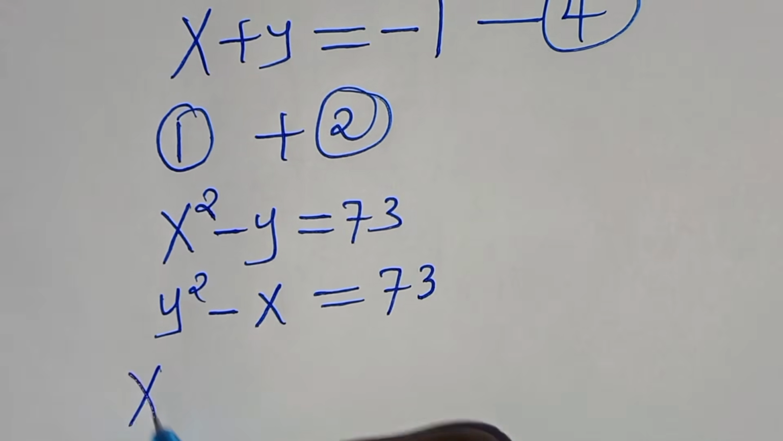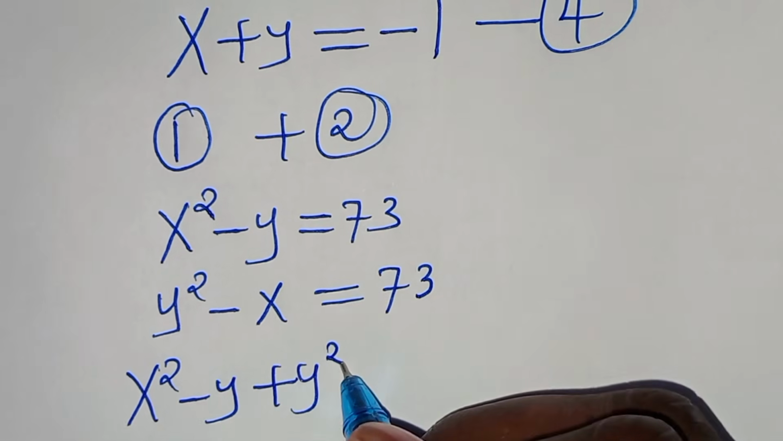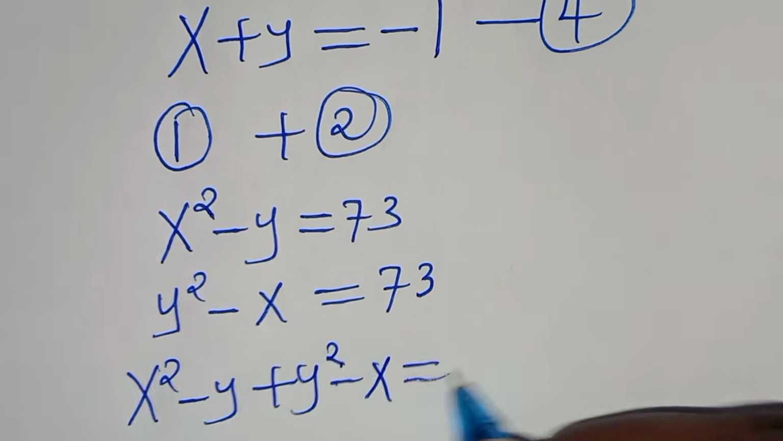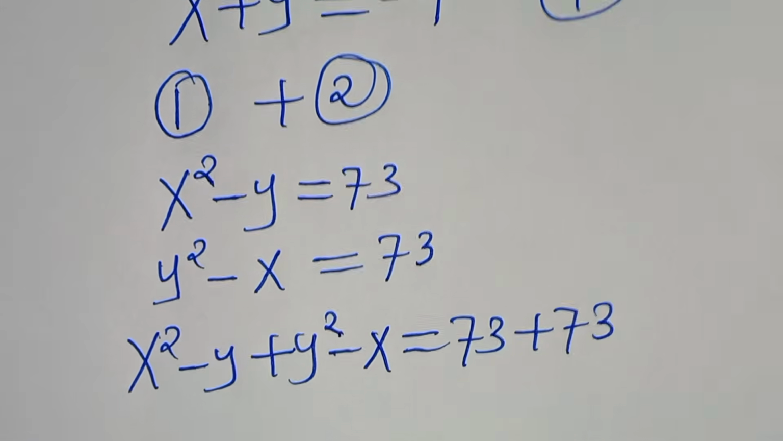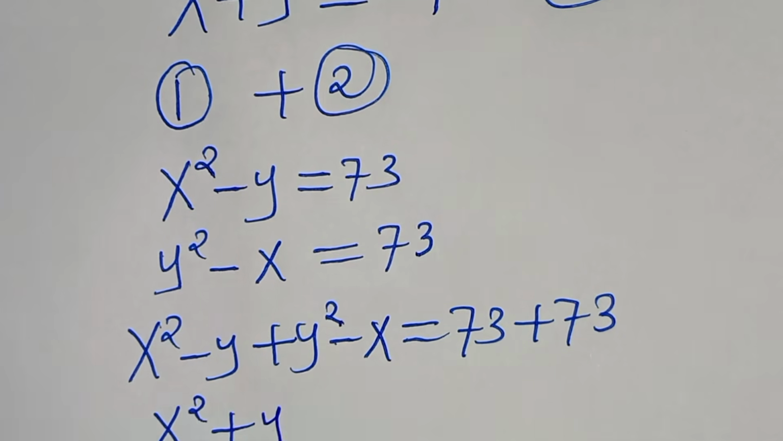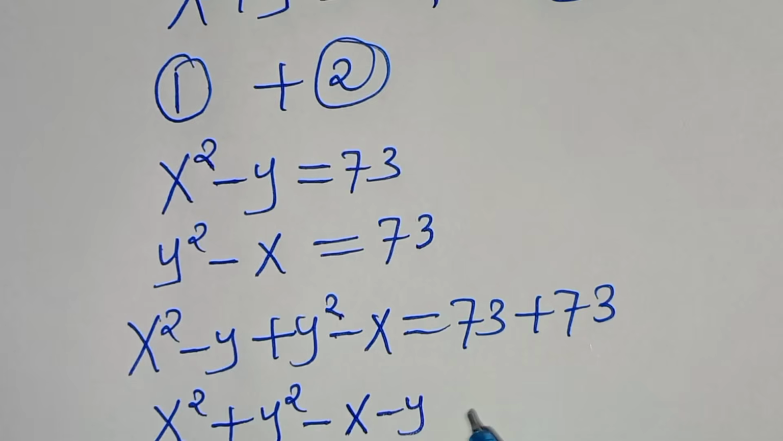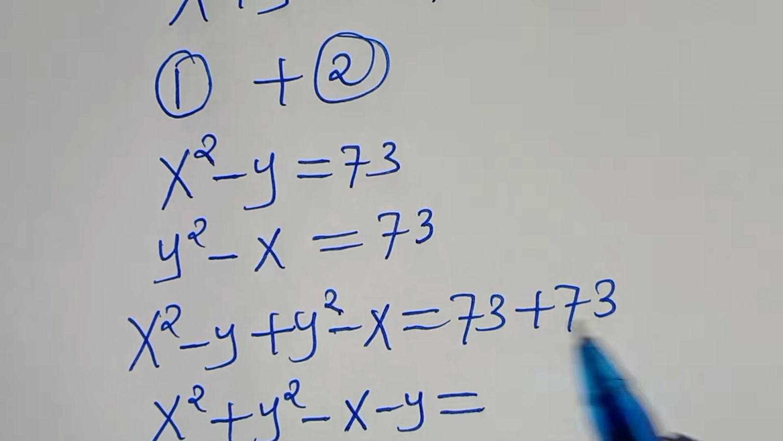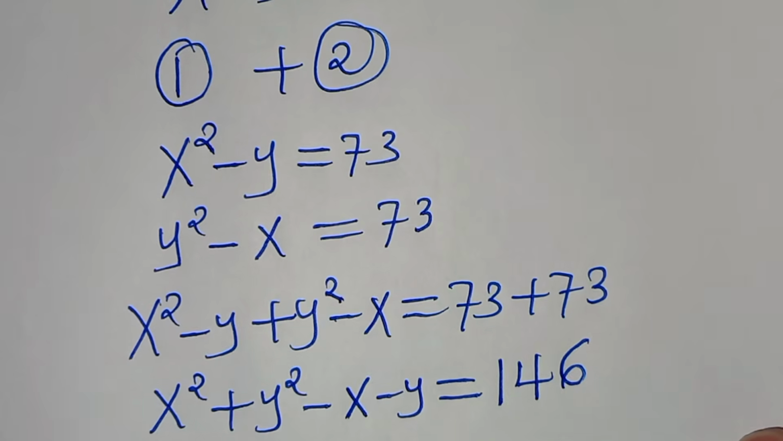So we have x squared minus y plus y squared minus x, this is equal to 73 plus 73. So this means that we have x squared plus y squared minus x minus y, this is equal to 73 plus 73, this is equal to 146.